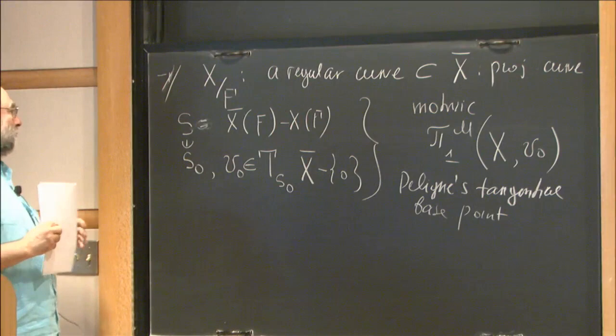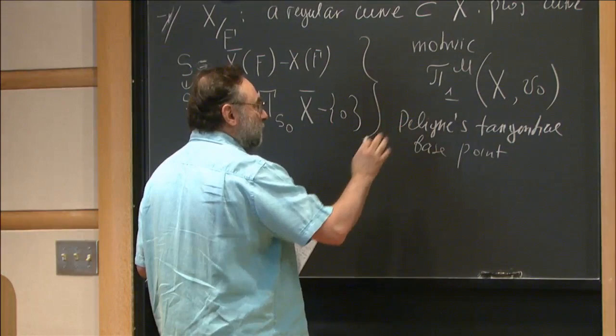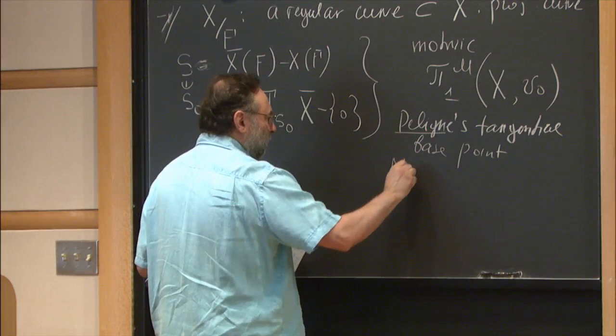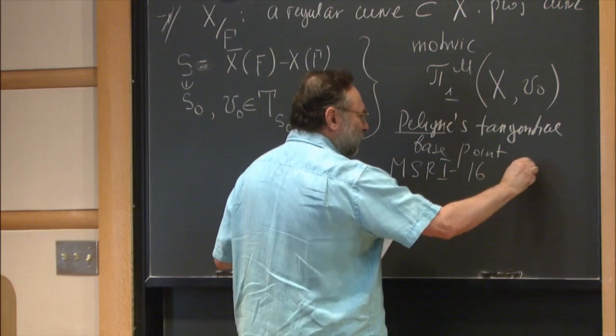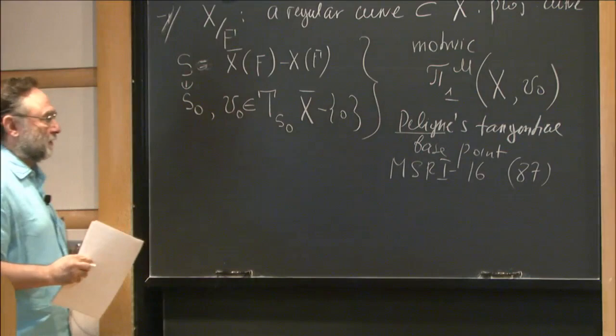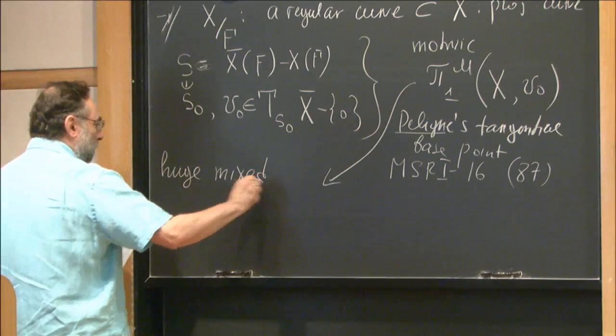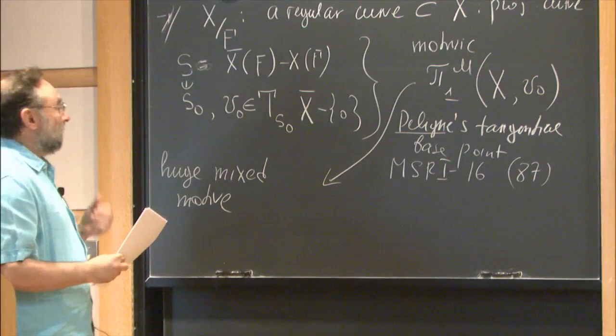All right, and if you want to look at the background for these things in different realizations and compatible realizations, there's a paper by Deligne in MSRI 16, so this is roughly 87, as far as I remember. And if you go to Deligne's webpage, you can find it there. So you don't have to find the book. So this is the background of what this tangential base point means, how these things look together. But for us, the point is this is a huge mixed motive, and this means that we want to study this huge mixed motive.